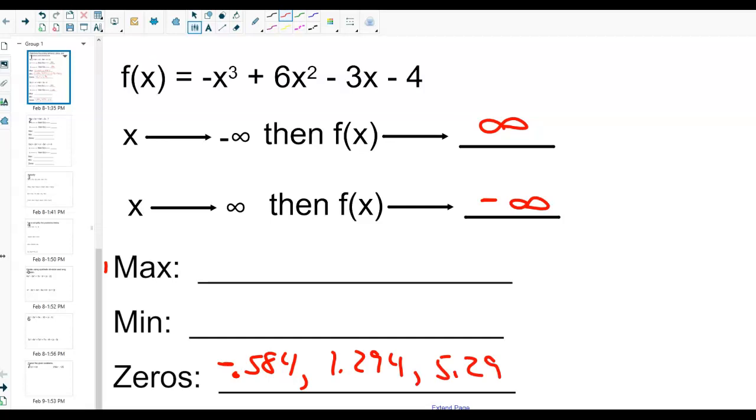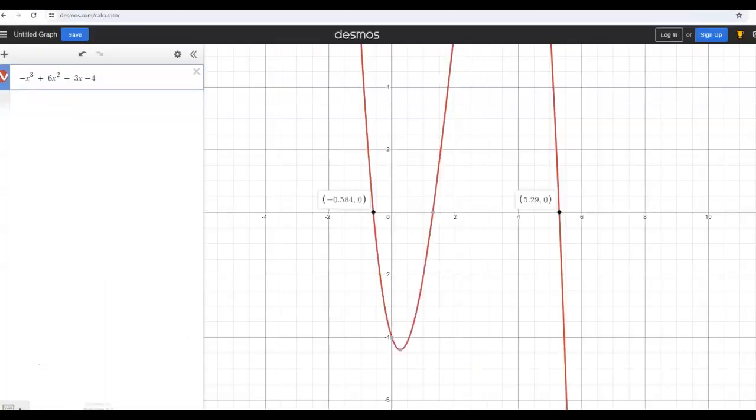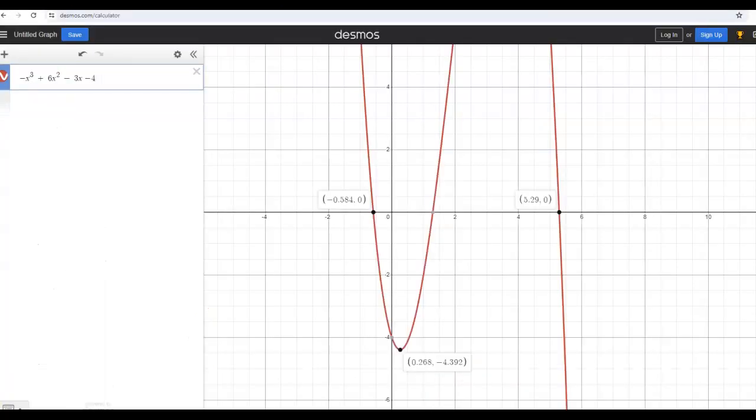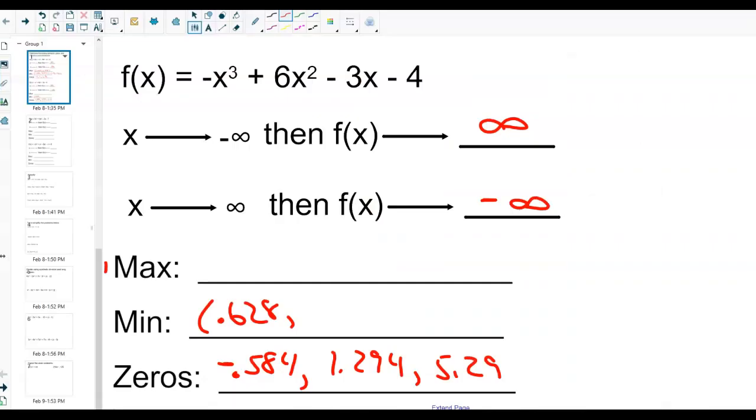With the x cubed, you're only going to have one max and one minimum. Okay? My minimum, got to make sure I'm not hitting a y-axis. It's the actual minimum. So minimum 0.628. And the y-coordinate of that point, -4.392.